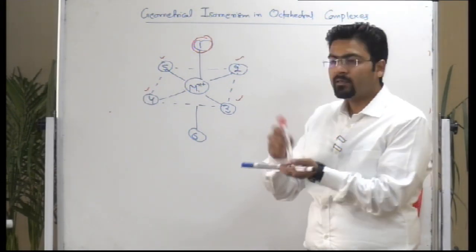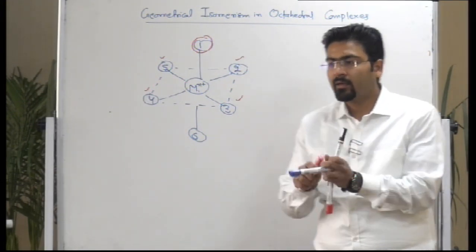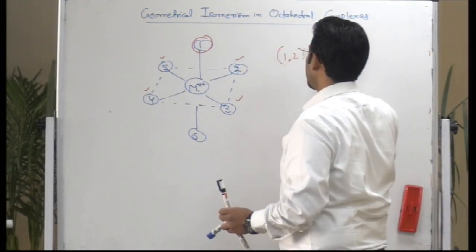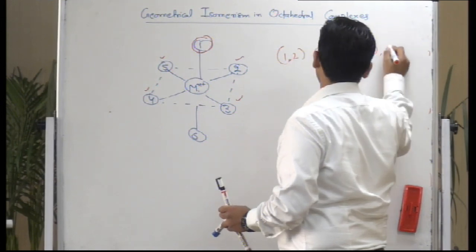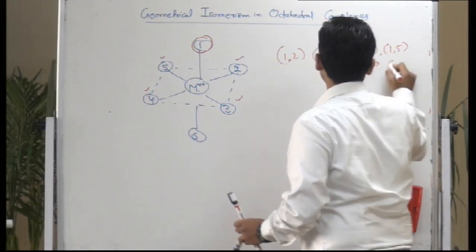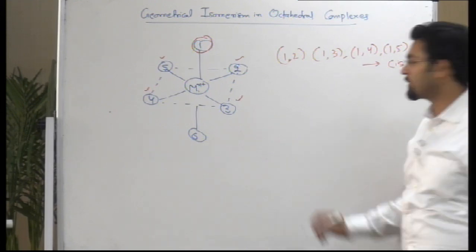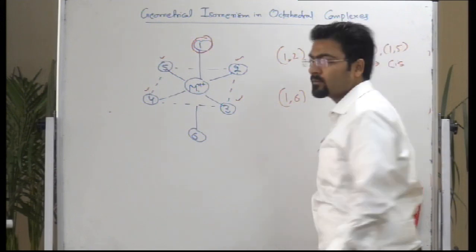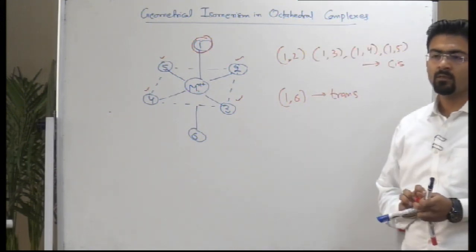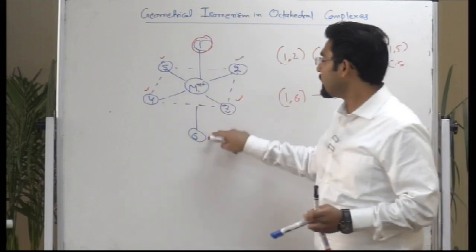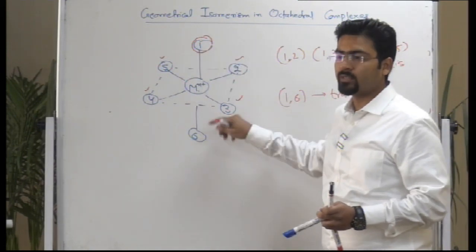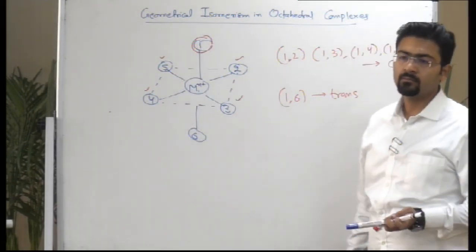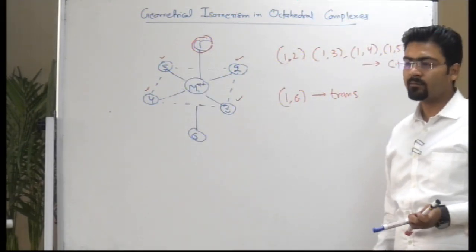But for 1, the 6 is far. So I can say that 1-2, 1-3, 1-4, 1-5 will show cis or adjacent position, whereas 1-6 will show trans position. So they are far from each other, and they are closer to each other. So adjacent and opposite. Adjacent will be 1-2, 1-3, 1-4 and 1-5. Is this clear?